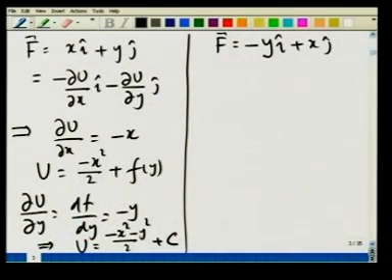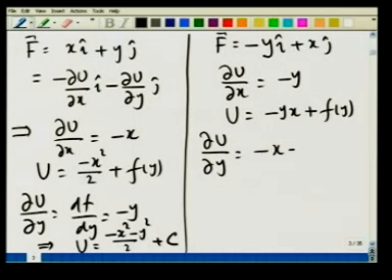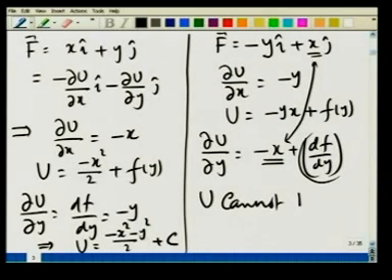Let us try to do the same thing for F equals minus yi plus xj. So partial of u with respect to x is equal to minus y, and I can therefore write u as minus yx plus some function of y, and partial of u with respect to y therefore is going to be equal to minus x plus df dy, which is strictly a function of y, but du dy cannot be minus x because du dy is given to be plus x, and therefore u cannot be defined. This is a conservative force, this is a non-conservative force.